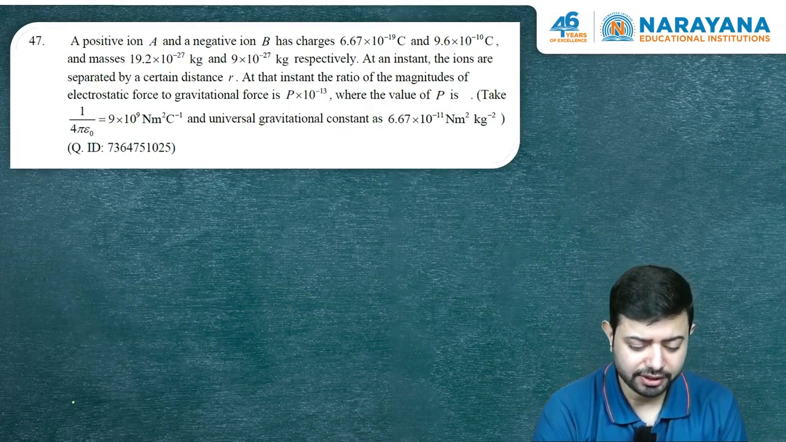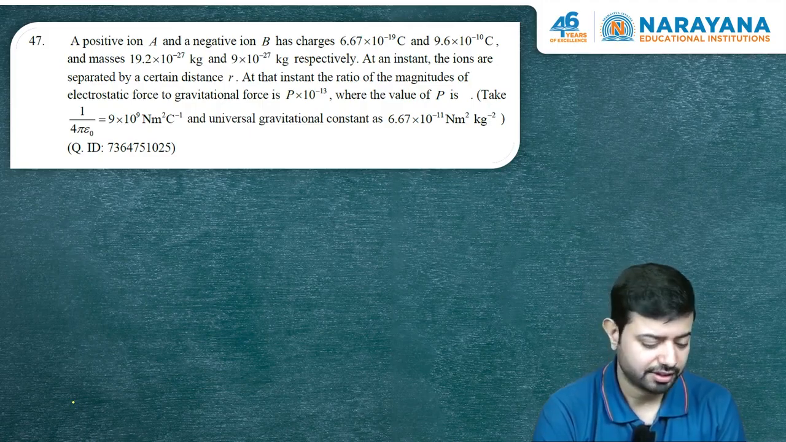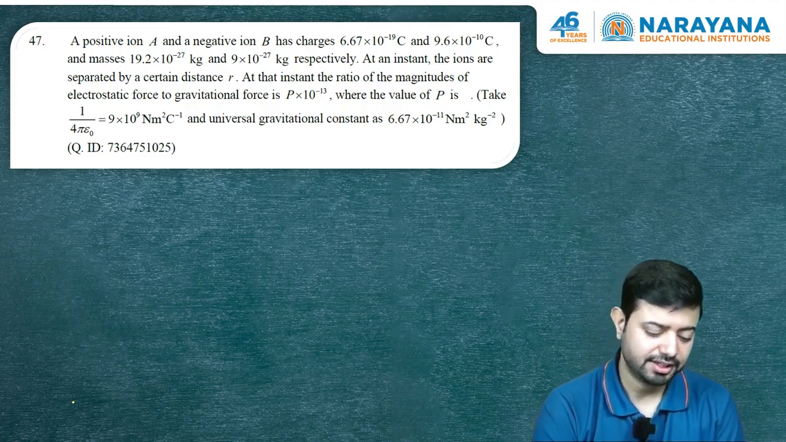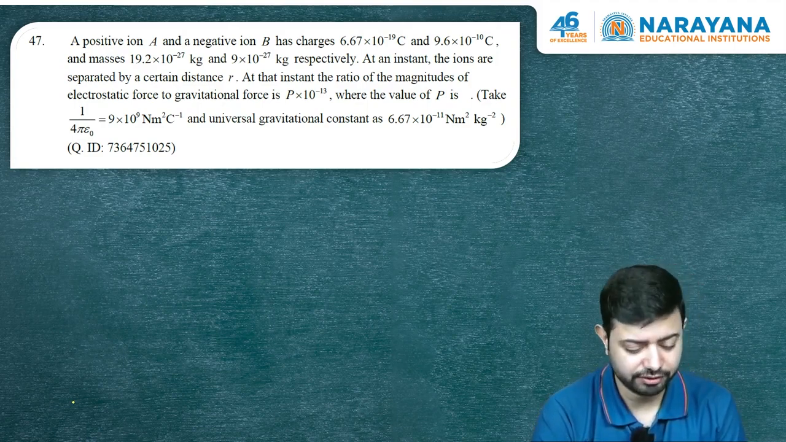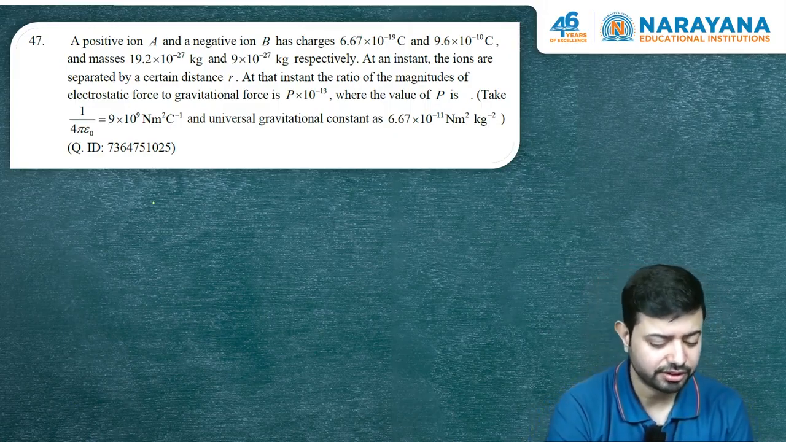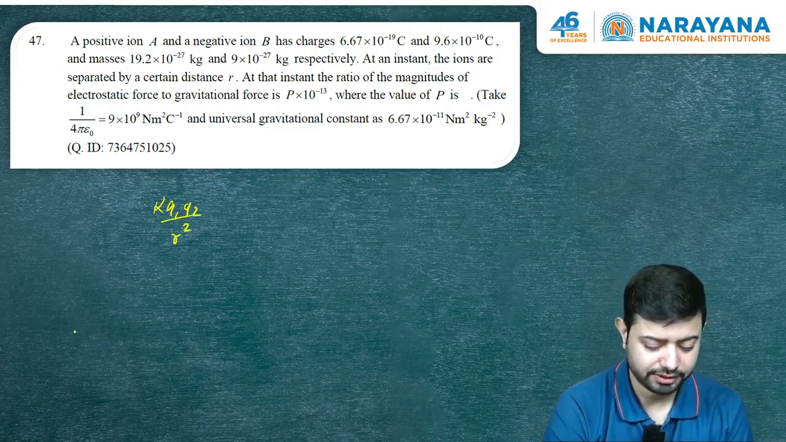A positive ion and negative ion have charges 6.67 into 10 to the minus 19 coulomb and 9.6 into 10 to the minus 10 coulomb, and masses are given. Okay. At an instant the ions are separated by distance r. At that instant the ratio of magnitude of electrostatic force to gravitational force is this. Find the value of P. Alright. So, very simple question. What is the electrostatic force? K q1 q2 by r square, right, and the gravitational force G m1 m2 by r square.